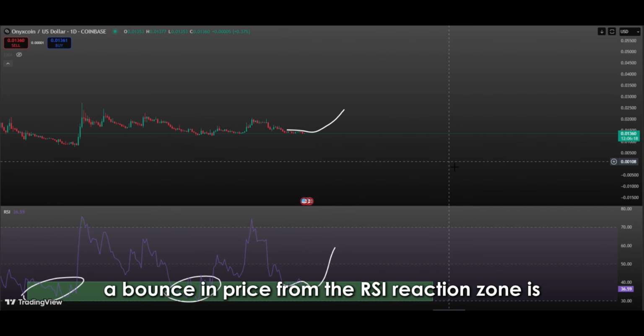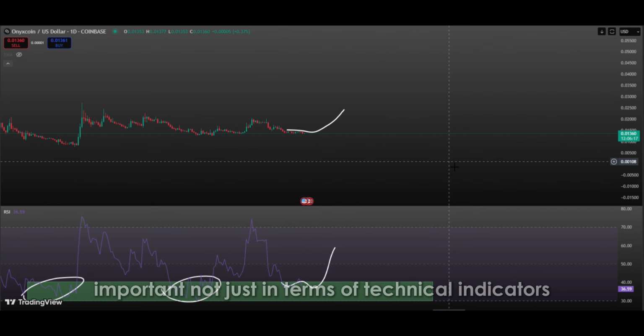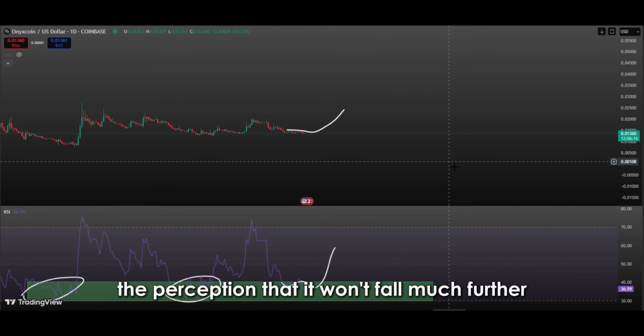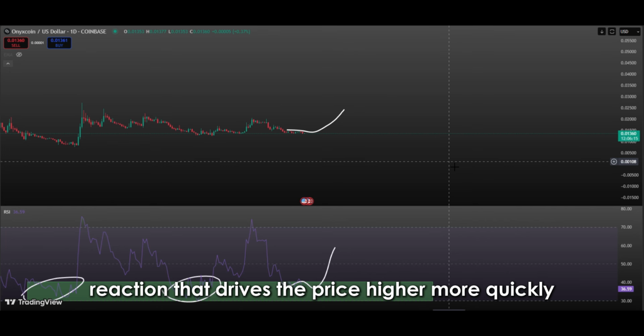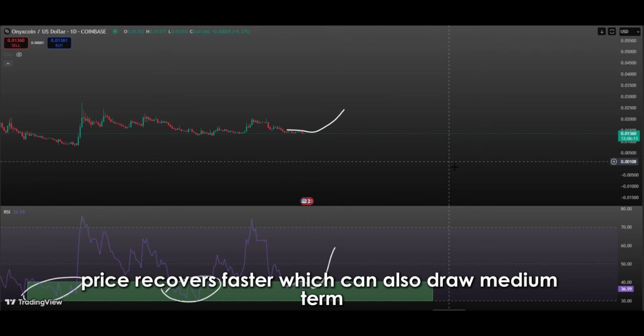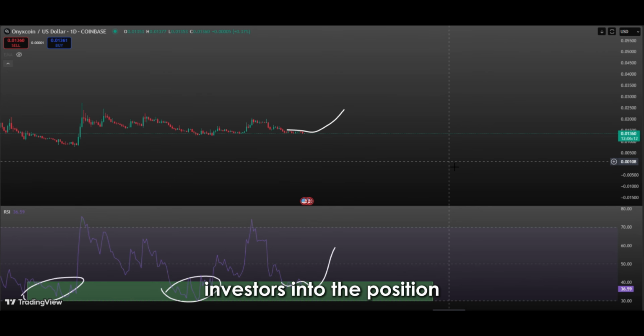Furthermore, a bounce in price from the RSI reaction zone is important not just in terms of technical indicators, but also investor psychology. The perception that it won't fall much further encourages new buyers to enter. This can create a chain reaction that drives the price higher more quickly. Short-term traders in particular aim to buy in RSI reaction zones to profit quickly from price moves. As such buying increases, the price recovers faster, which can also draw medium-term investors into the position.